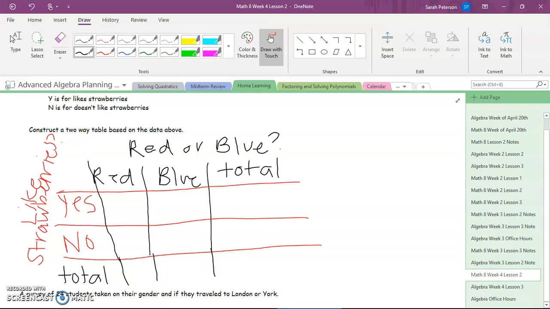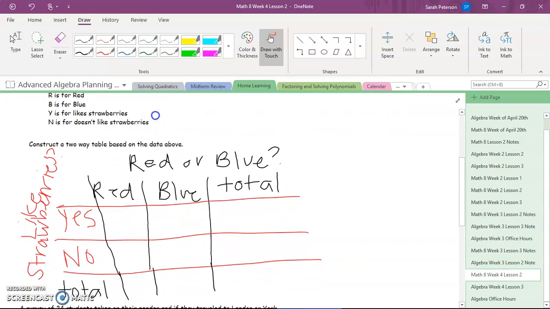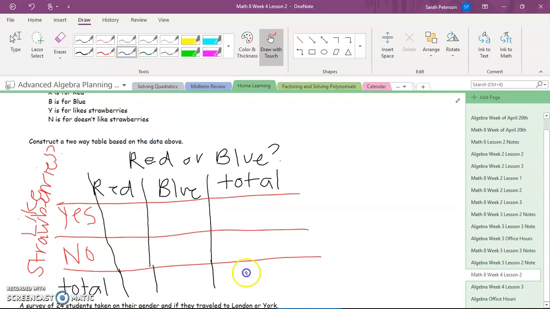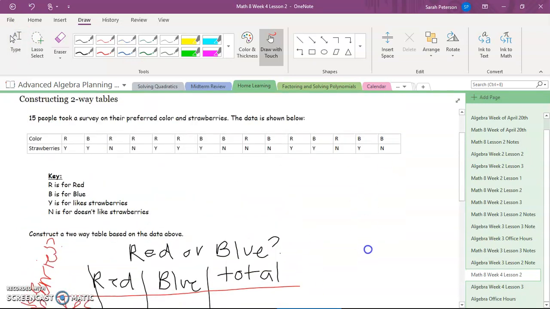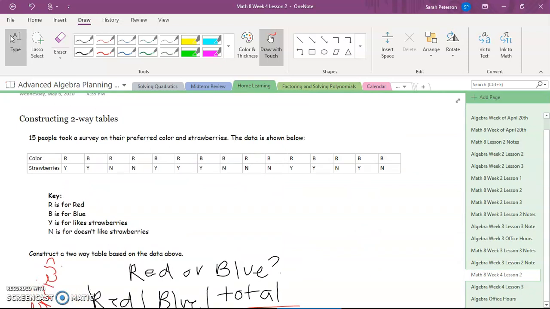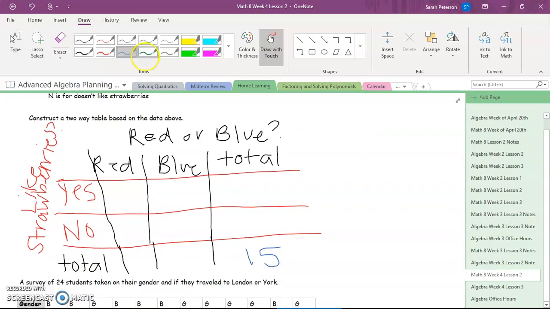The easiest thing I'm going to have you start with is the total. So I want to look at how many total people took the survey. It usually will tell you in the question: 15 people took the survey. So if I go down here, I know that this is going to have 15 people total. Now I want to think about how many people said they preferred red. So I'm going to look at my table and count all the R's. I see 1, 2, 3, 4, 5, 6, 7, 8 reds. So I know that 8 total people like red.